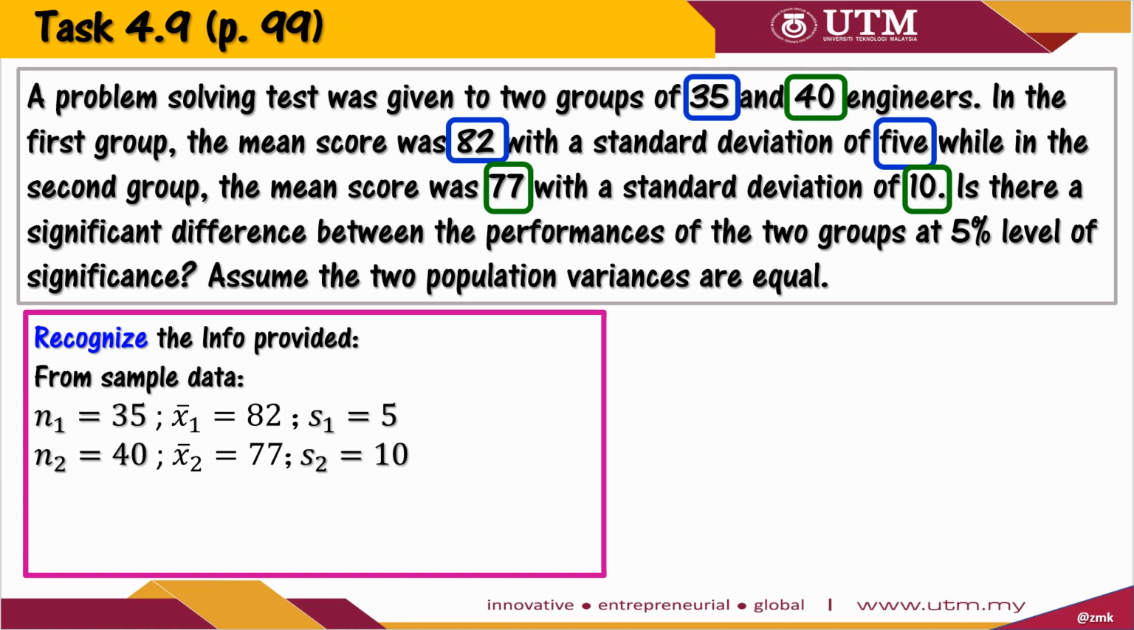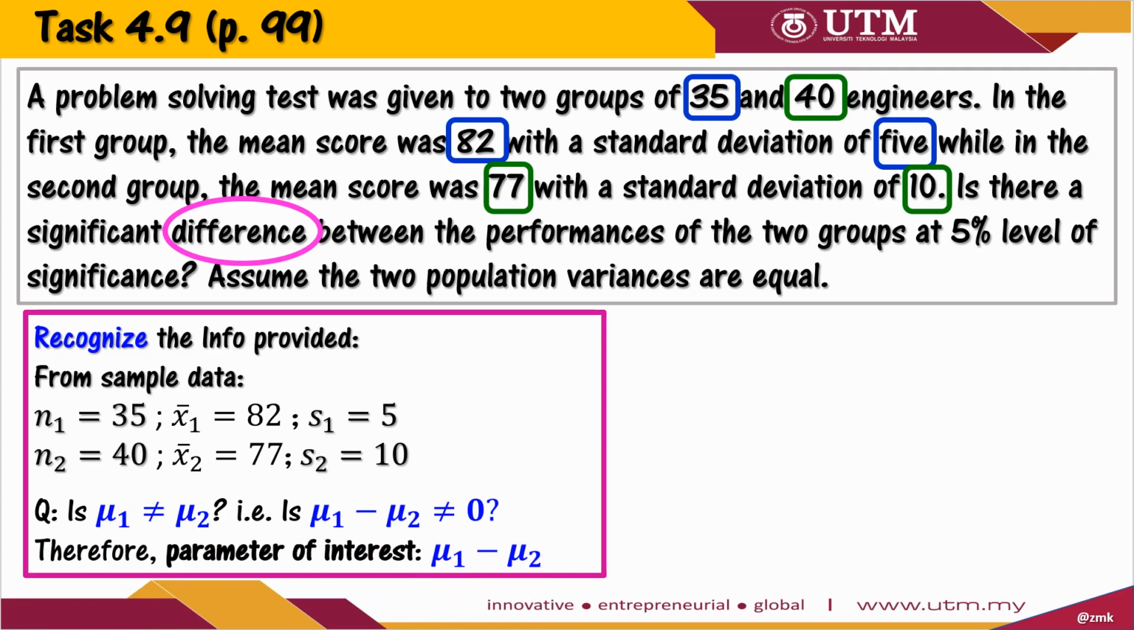What else do we have? Look at the question again. Is there any difference between the performances of the two groups? How do we usually measure performance? Of course, through the mean scores, right? So the question implies, is mu1 different from mu2? That is, mu1 minus mu2 different from 0? Therefore, the parameter of interest we want to test here is mu1 minus mu2.